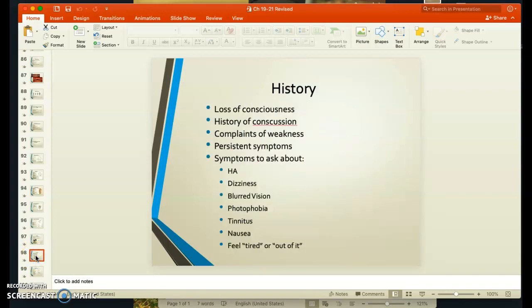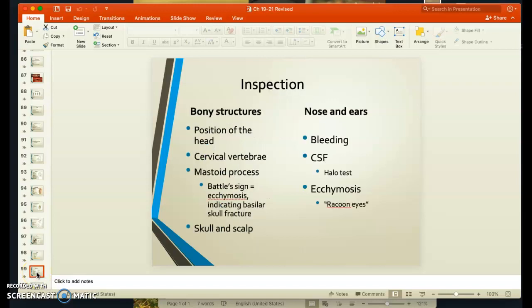Other history questions you might find. HA is headache. Photophobia, remember, is sensitivity to light. Tinnitus is ringing in the ears, or dizziness. Those two are often associated together.